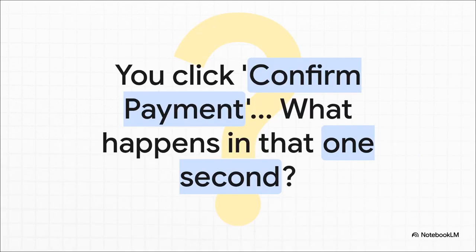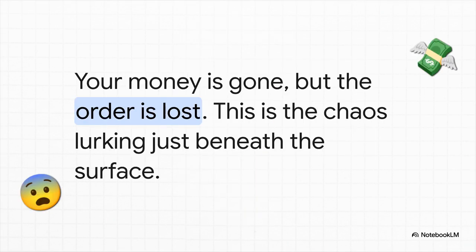I want you to really think about this for a second. You find something you want online, you type in your details, and then you click that one little button, Confirm Payment. It feels so simple, doesn't it? But in that split second, a super complex and honestly fragile process kicks off. A process where absolutely everything has to go perfectly. Because what happens if it doesn't?